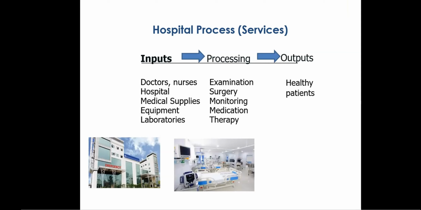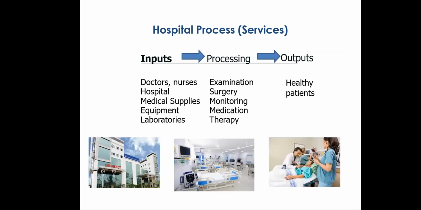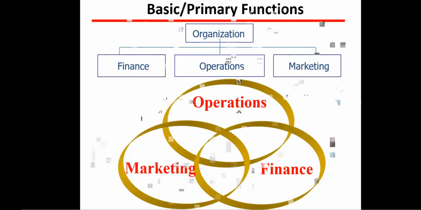So what is the output? The output is a healthy patient. After you go through all this process, you will be healthy, and also sometimes, yeah, not really healthy. The point is to get the patient to have good health. But sometimes it happens that there's a disease, the patient's disease, and so on. So they have a different output.